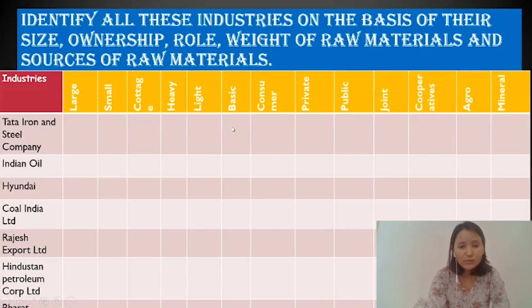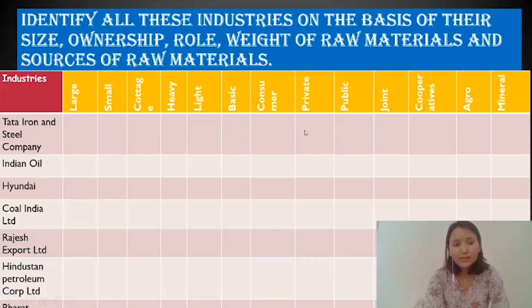Okay, now we will come to the basis of their role. Is it a basic industry or is it a consumer industry? Of course, it is a basic industry because the iron and steel industry produces iron and steel, and these products are supplied to other industries, and other industries use these to make other goods.